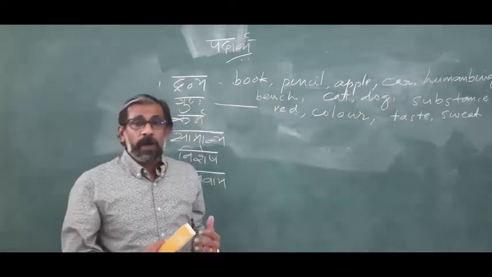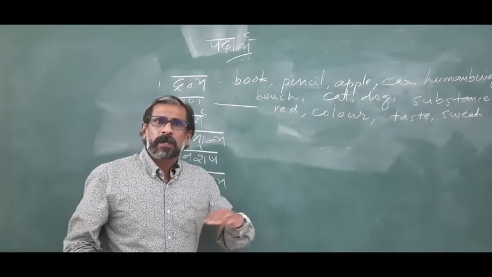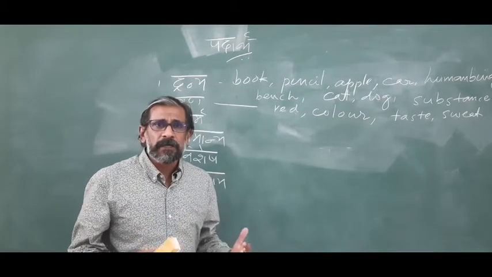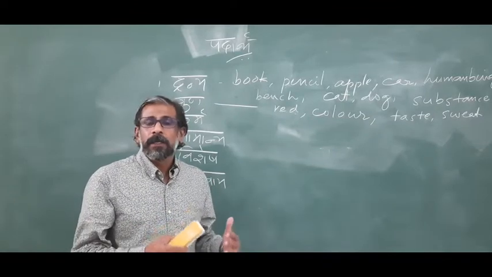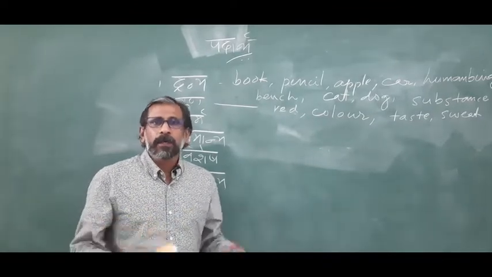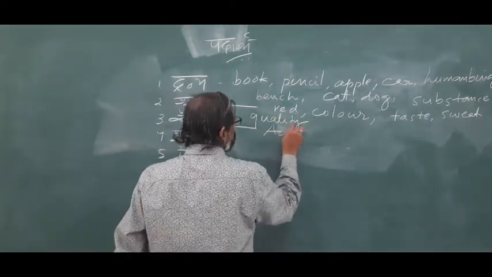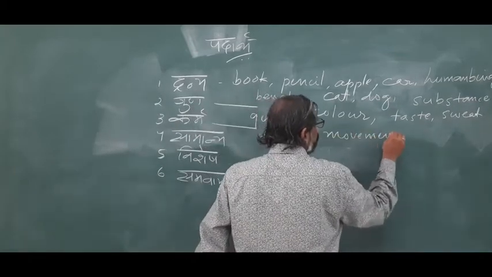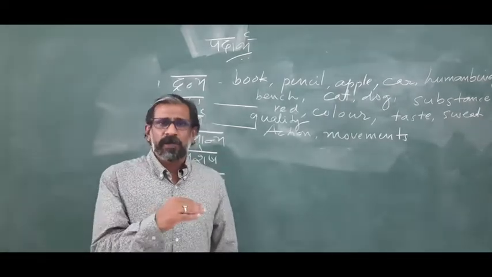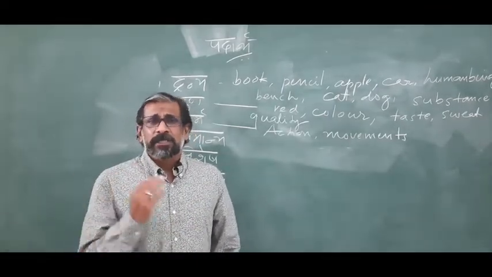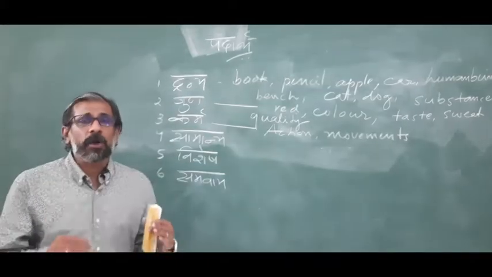These are examples for Guna. Red, yellow, blue, short, long, superior, inferior, sweet, taste, smell, bad smell, good smell. All these come under Guna. Guna means quality. The movements of an object is called karma or action. Downward movement, upward movement, oscillation, pulsation, all these come under action or karma.